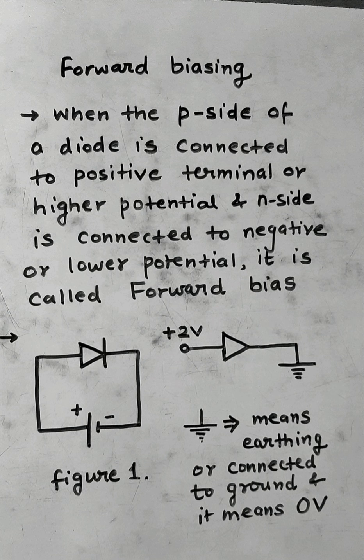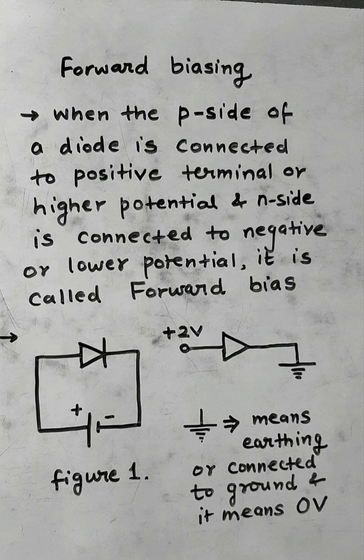Okay, now what is forward biasing? Forward biasing is when you connect the P side of the diode to the positive terminal or higher potential, and the N side is connected to negative or lower potential. It is called forward bias. So there are two types of biasing configuration, and forward bias is one of them.